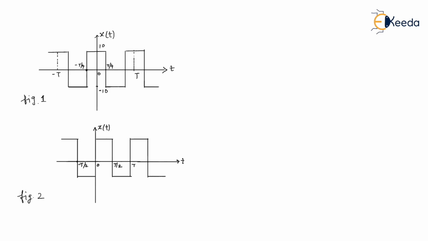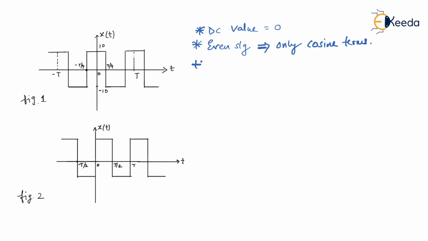In the last two video lectures we have done a Fourier series analysis for figure 1 and figure 2. In figure 1, if you remember, we got DC value equal to 0. Secondly, since the signal was even, we got only cosine terms, because we know that for every even signal only cosine terms are present in the Fourier series, whereas if the signal is odd, only sine terms are available. Since it is an even signal, we got only cosine terms. And the third and very important point is that we got only odd harmonics.